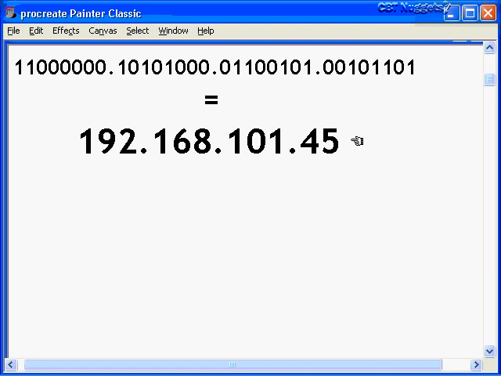So the IP address here is really two parts. It's the network and then the actual node or host on that network: the laptop, the workstation, the PC, the server, the printer, whatever. Now, here's the tricky part. How do I differentiate between what part of this is the network and what part of it is the host?